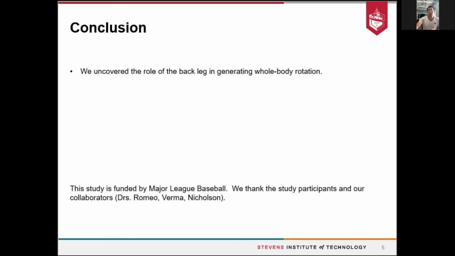So in conclusion, we uncover the role of the back leg in generating whole body rotation in baseball pitching.